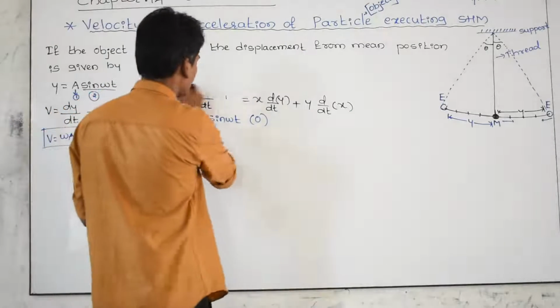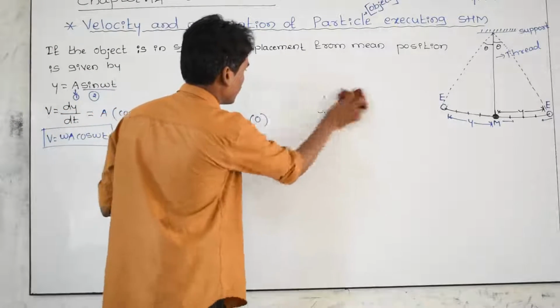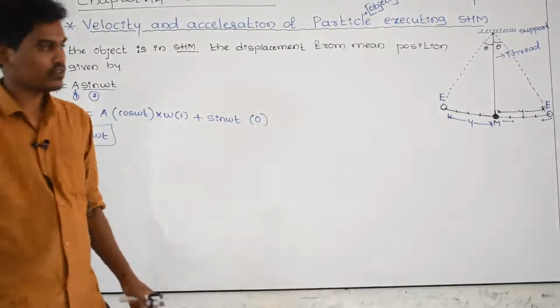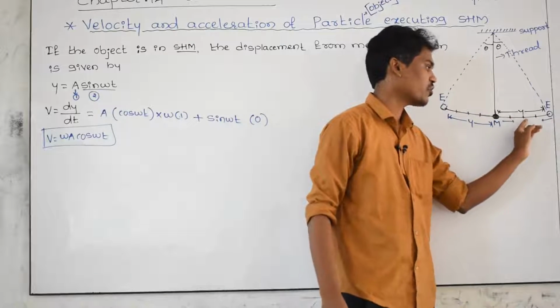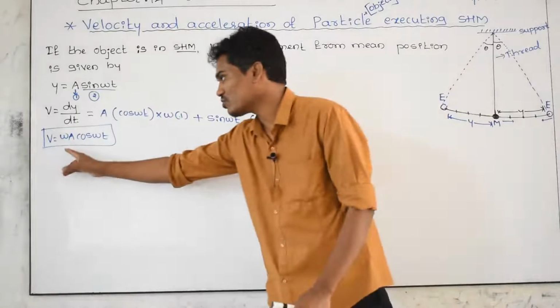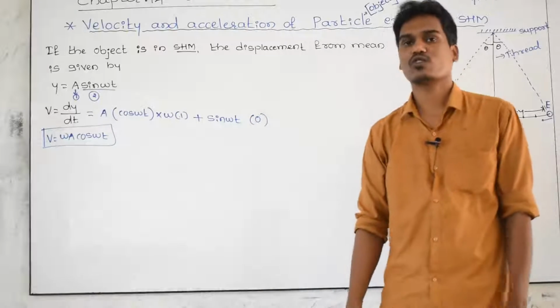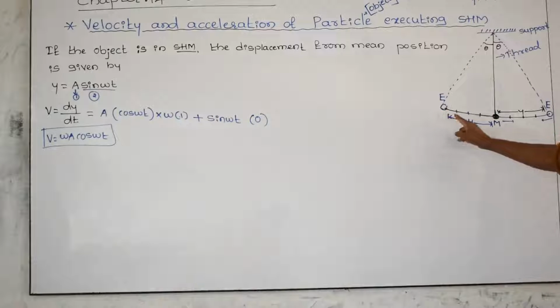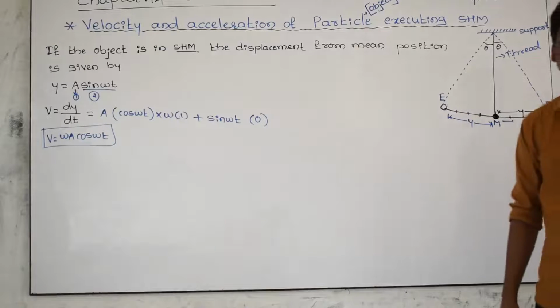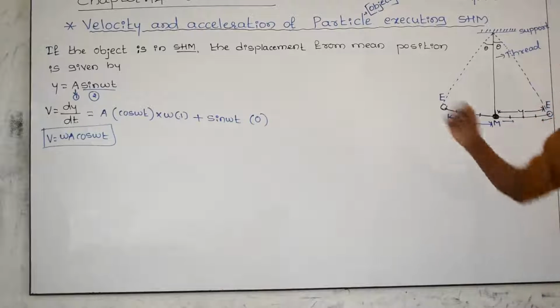Whenever the object is in simple harmonic motion, making oscillations, at each and every point its velocity can be found by using this formula, v equal to omega a cos omega t. If the object is at this point, what is the velocity? At each and every point along its journey, the velocity of the object can be found by using this formula.